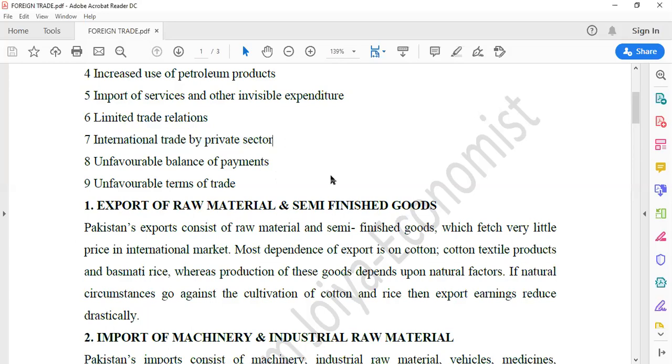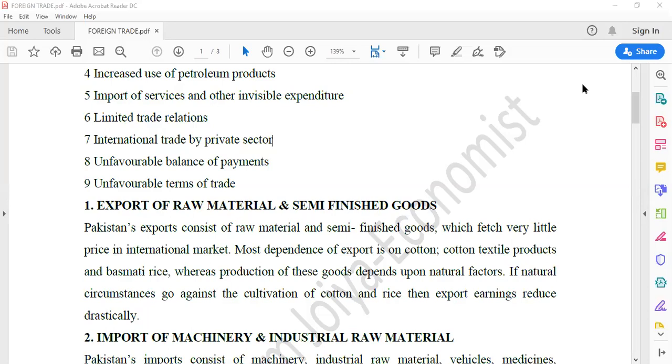Seventh is international trade by private sector. Most of the industries in Pakistan are owned by private investors. They are owned by the private sector. That means the decisions to export and how much to export are taken care of by the private investors. Most of the international trade, imports as well as exports, is not under the control of the government. When it is not under the control of the government, the government cannot regulate the amount of exports and imports.